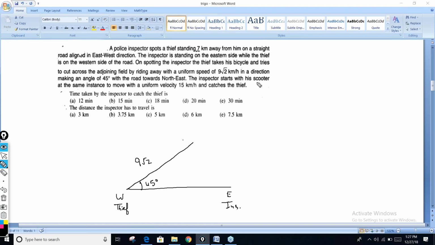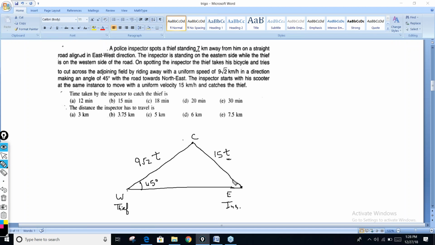The inspector starts with his scooter at the same instant to move with a uniform velocity of 15 km per hour and catches the thief. So the inspector starts running towards him, and let's say he catches the thief here. He is running at the speed of 15 km per hour. So the time is the same. In the same time when the inspector covers this much distance, the thief covers this much distance. Let's assume the time is t. So that distance will be speed into time. This point is, let's say, C. What we need to find out is the time taken, so basically we need to find t and the distance 15t. So two things we need to find out.